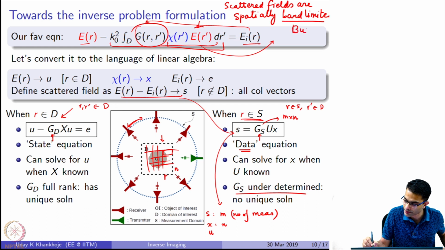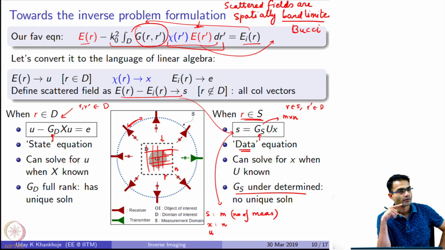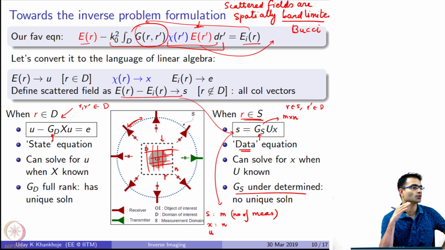Okay, this is a very famous paper by an Italian person called Bucci. There is no relation between n and m. M, for example, the number of measurements, you can choose it to be at best how much? What is given to you by the Nyquist rate.